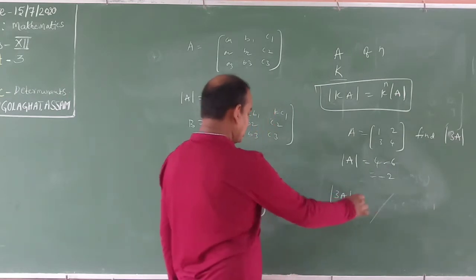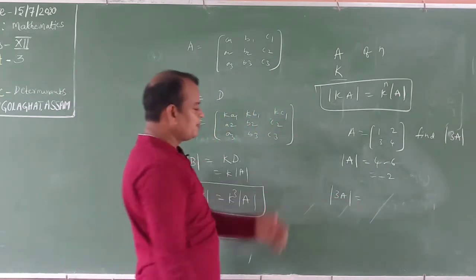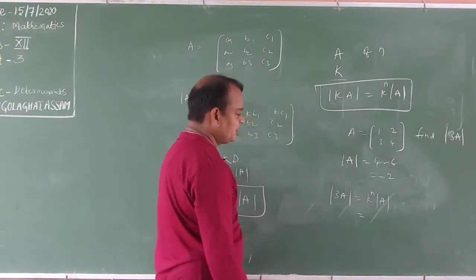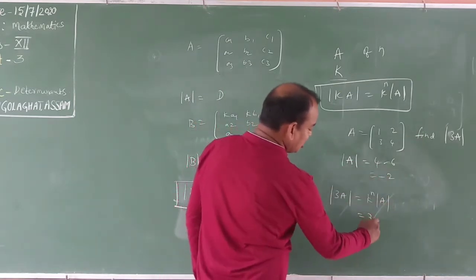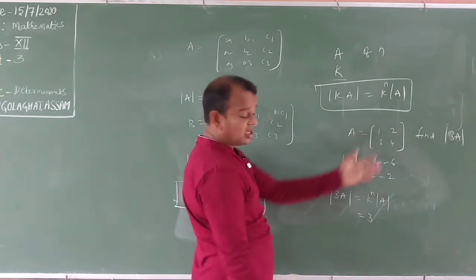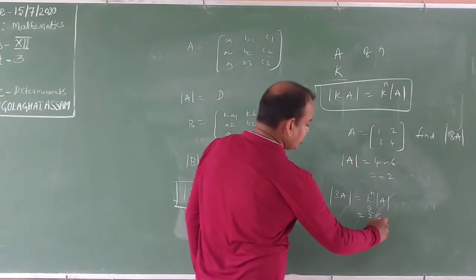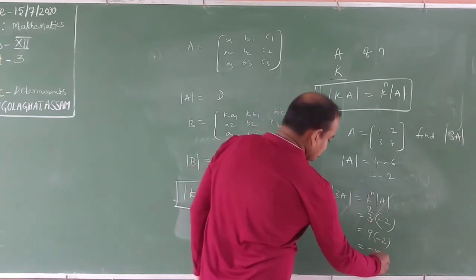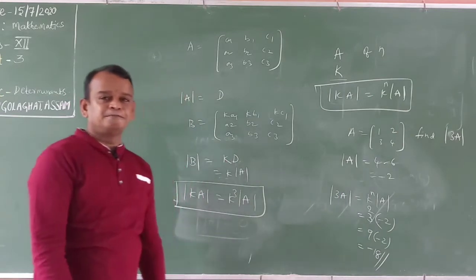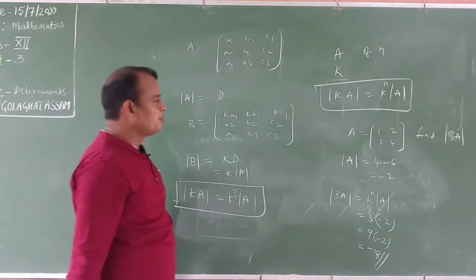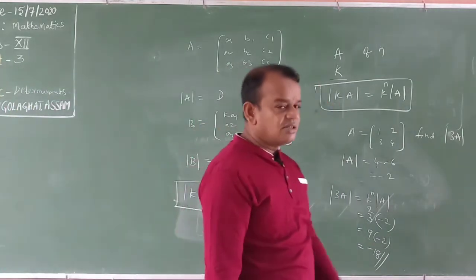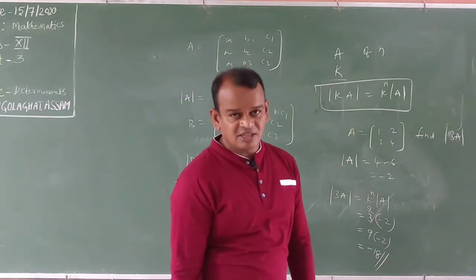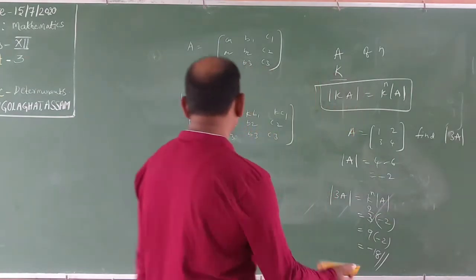What is the formula for 3A? Determinant of KA is K power n into det A. What is K? K is 3. The n value means the order, and the order is 2. So 3 squared, which is 9, into the determinant of A, which is minus 2. What is the answer? Minus 18. Very, very simple. You remember this formula: determinant of KA is equal to K power n into det A. Understand? Very, very useful.